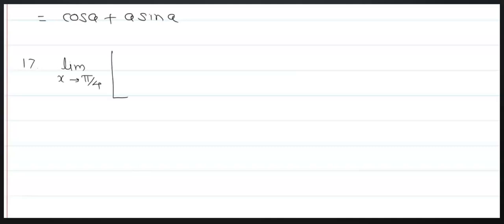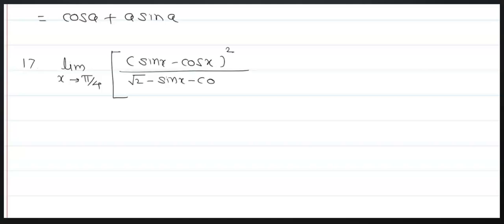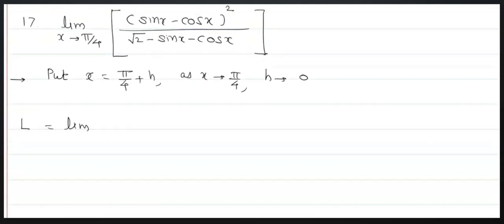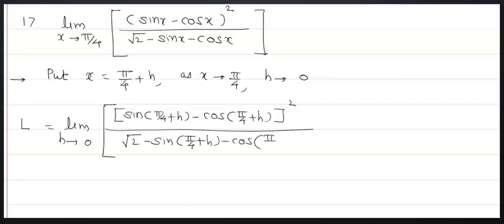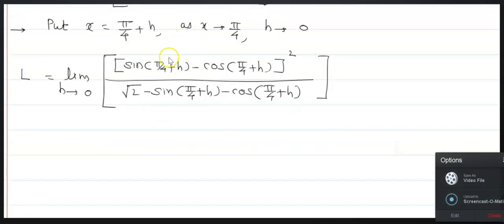Problem number 17. Limit x tends to pi by 4, (sin x minus cos x) whole square upon root 2 minus (sin x plus cos x). Now again put x equals pi by 4 plus h. As x tends to pi by 4, h tends to 0. Therefore limit h tends to 0, (sin of pi by 4 plus h minus cos of pi by 4 plus h) whole square upon root 2 minus (sin of pi by 4 plus h plus cos of pi by 4 plus h). This is the value. Therefore expand this.